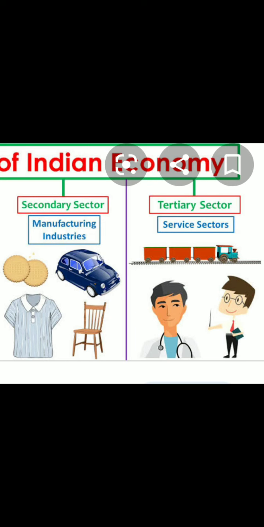Next, what we have learned about the contribution of different sectors in GDP of India. So, which is the second largest producer of agricultural product? That is India. And which is the largest sector of India? That is the service sector.